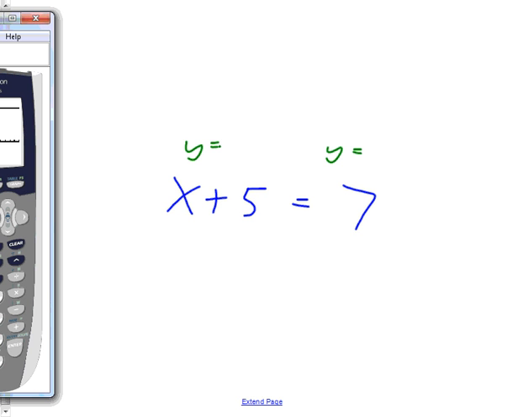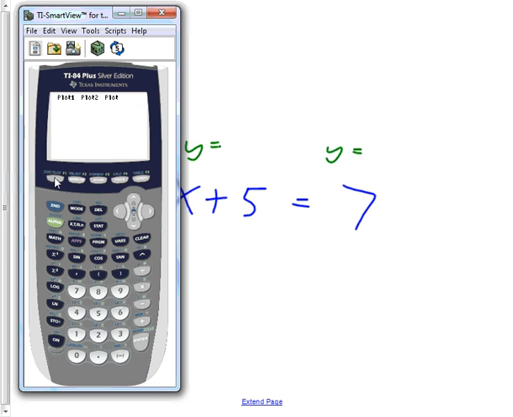Graph the left side, graph the right side, see where they cross. Okay, so it's y equals x plus 5, and y equals 7. I hit graph. Does it look like my two lines cross? Yes, it does. And how do I know that the answer is 2? Because at the spot where they touch, what is x equal to? 2.